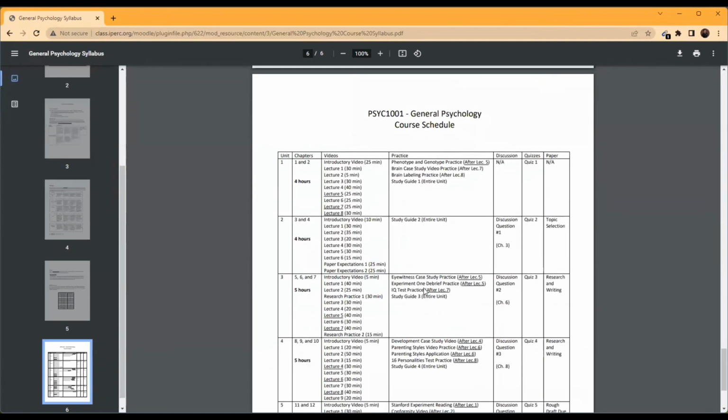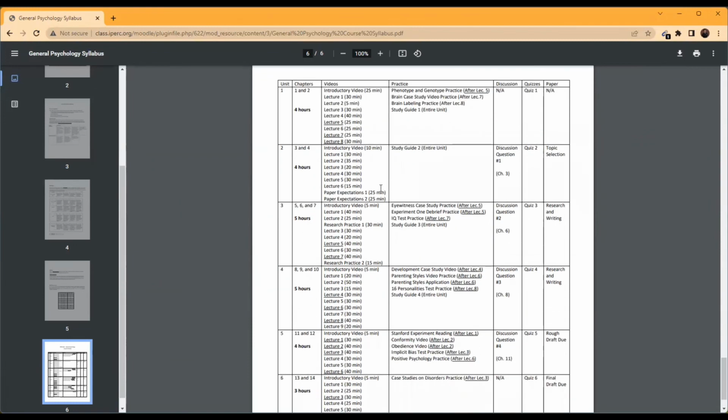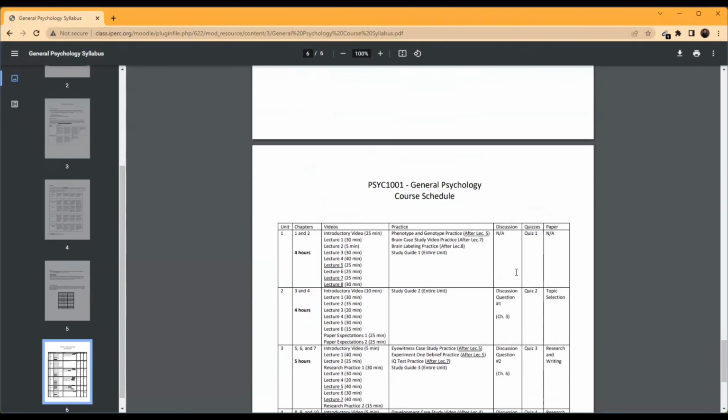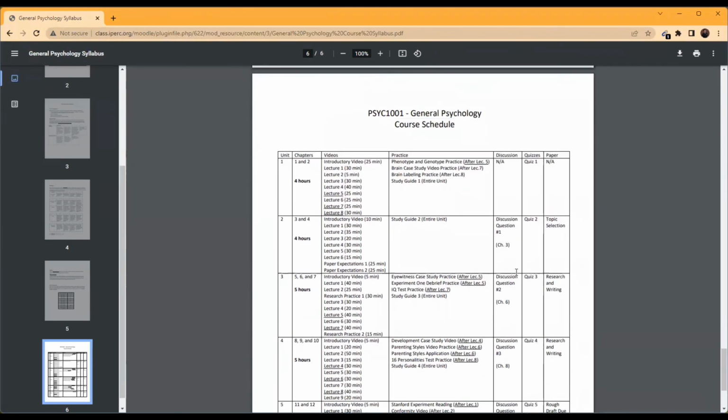Usually at the end of the syllabus, there's a course schedule or topic list. It will show you the organization of the course, starting with a unit and what chapters are in each unit, what videos it has, what practice you need to do, and what discussion posts need to be posted. There's number 1, 2, 3, and what chapter there is, and then what quizzes need to be taken, and the process of your paper. Again, each course might have a different course schedule, but the general idea is there, and the course schedule is in the syllabus.